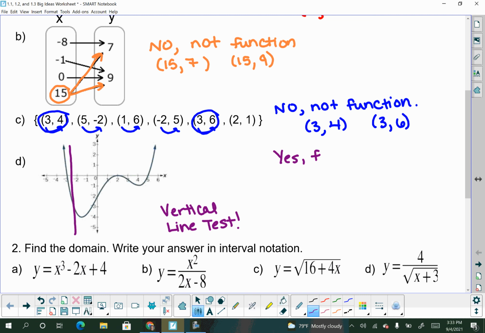And your explanation could be that it passes the vertical line test. Now what this would look like, I'm just going to add a little bit more to this graph. If it did not pass the vertical line test, maybe I would connect these two pieces, make kind of this weird shape here.